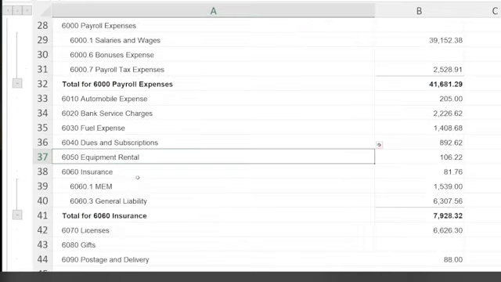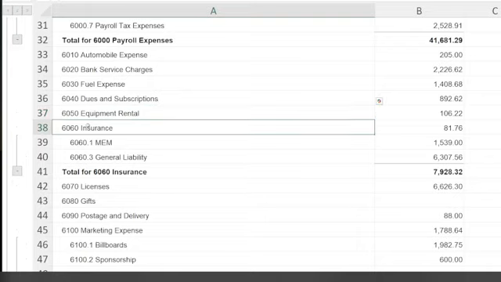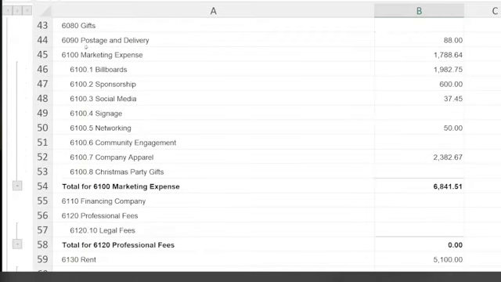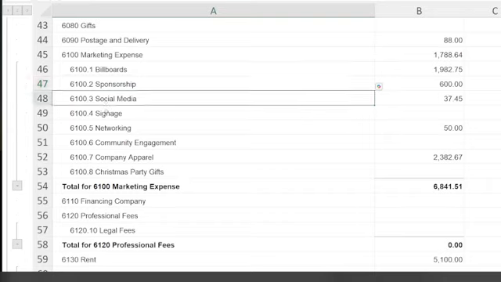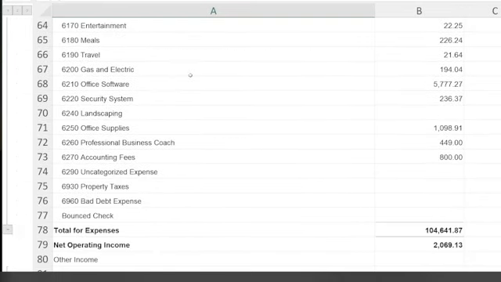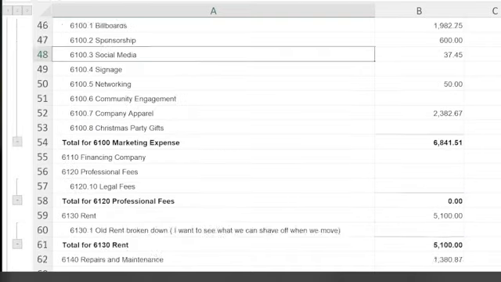So for example, I have all of my insurance expenses put together in a summation of the insurance. I've got my marketing expenses, and I'm also using sub accounts here. You can see marketing expenses at top, then all of these subsidiary items for different types of marketing expenses below. So I can really understand month to month how much I'm spending on billboards versus networking versus signage. And then down below, we've got all the other general administrative type accounts.